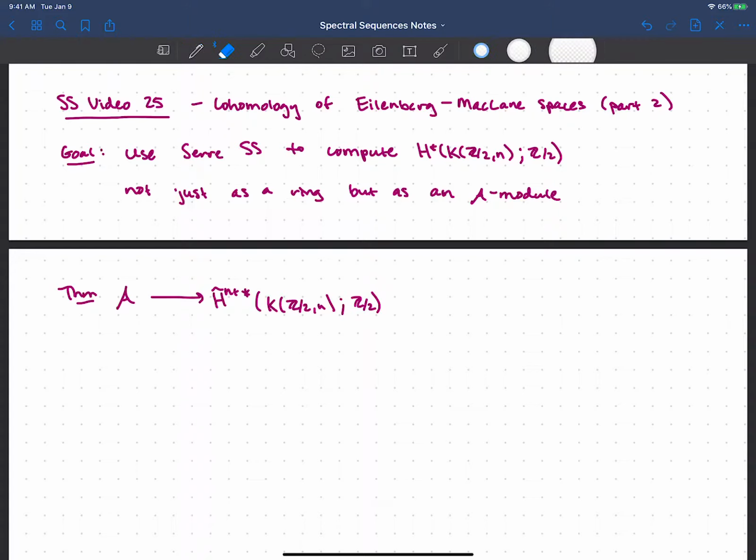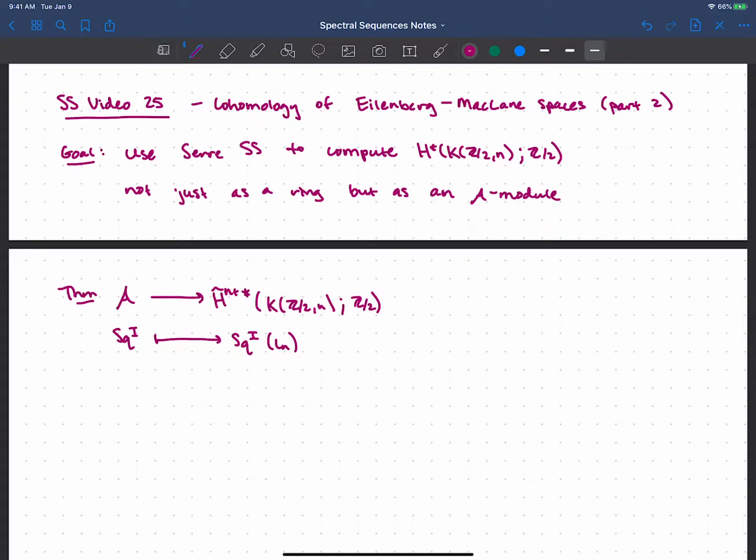And what is this map? Well, the map is easy to define. We should just take Sq^I, where I is some sequence in the squares, and then we should send it to Sq^I applied to that fundamental class, iota n, which lives in degree n. Remember, coming from the inverse Hurewicz isomorphism at that degree.